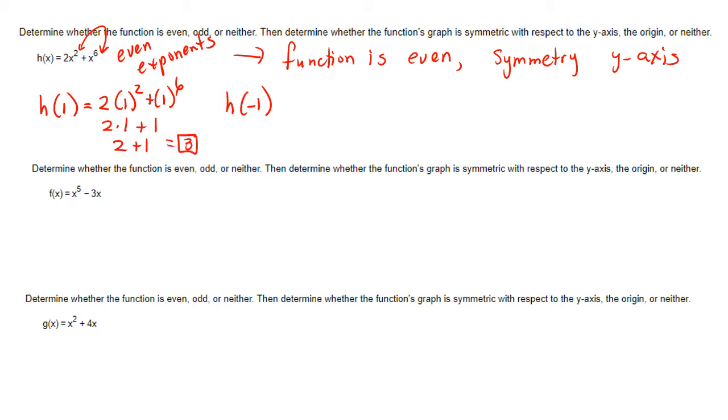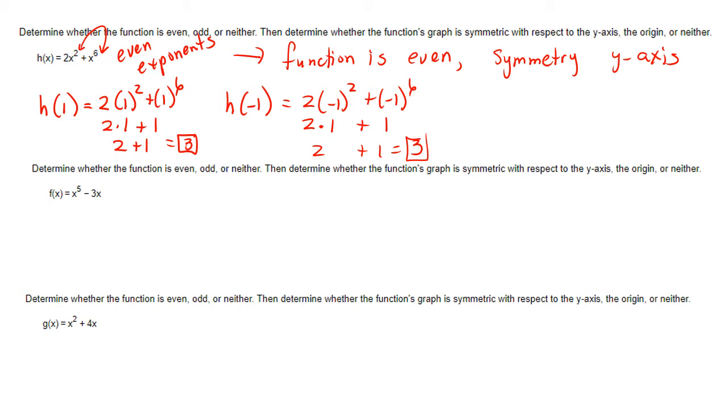When you use the value negative 1, 2 times negative 1 squared plus negative 1 to the 6th, then you end up with 2 times 1 plus 1 because all those negatives multiplied together give you a positive, and 2 plus 1 equals 3. This will always happen with an even function. Even though we could tell it was even by the exponents, to prove it, you would want to substitute in a positive value and a negative value and make sure that they are equal.